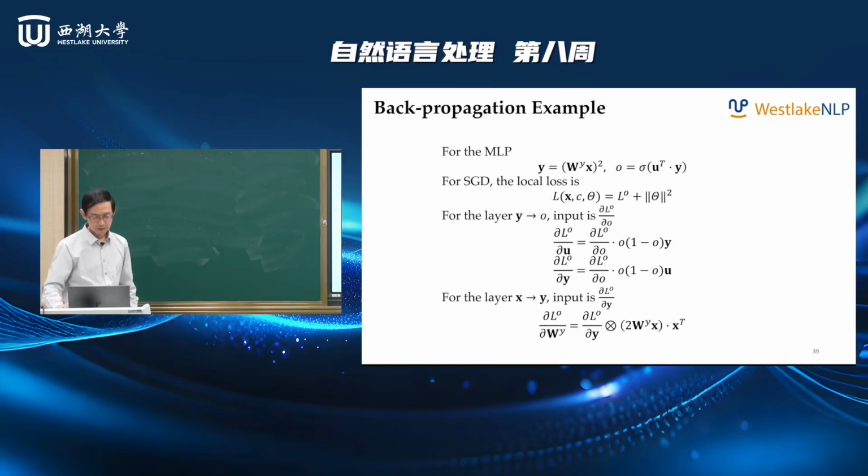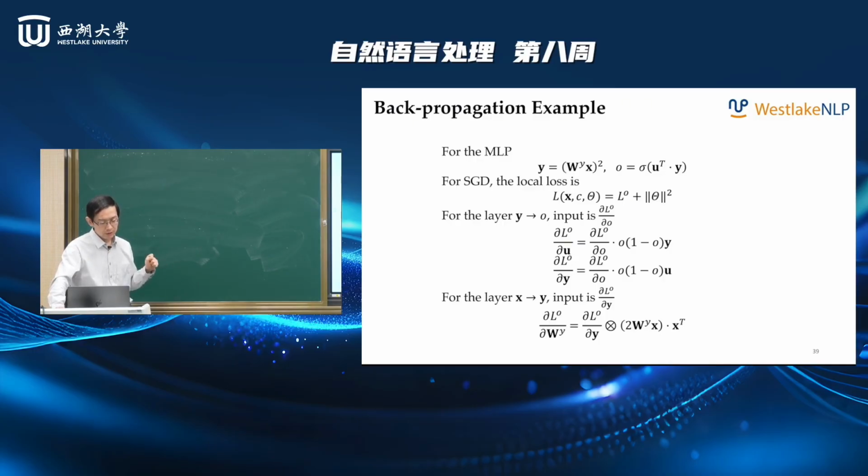So this is what we did for our multi-layer perceptron just now. Y is equal to this, O is equal to that, that's the first equation. The loss is that, the second equation. There are two layers: one is Y to O, one is X to Y. For Y to O, the input is what? The gradient over O. The gradient over O is very simple. You can just do it in 1 second.